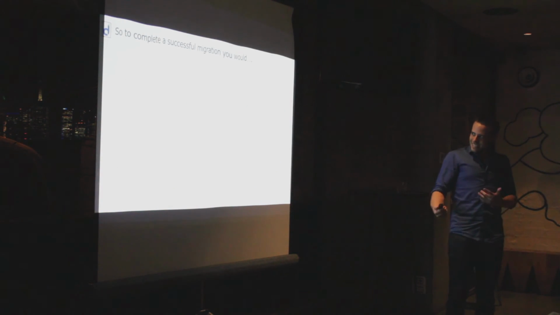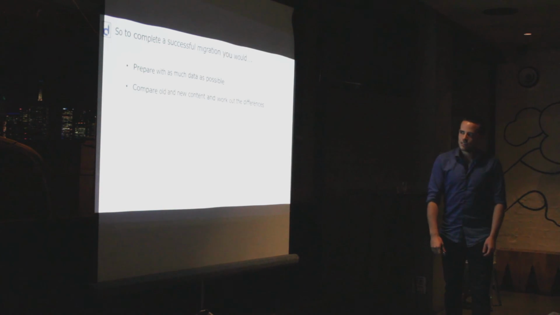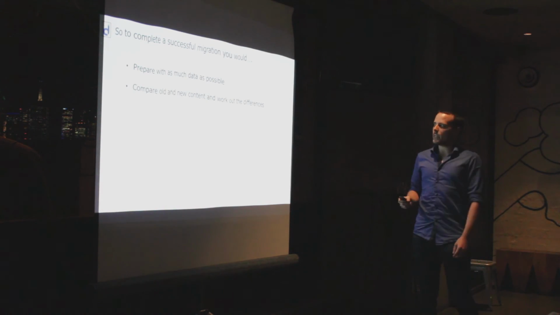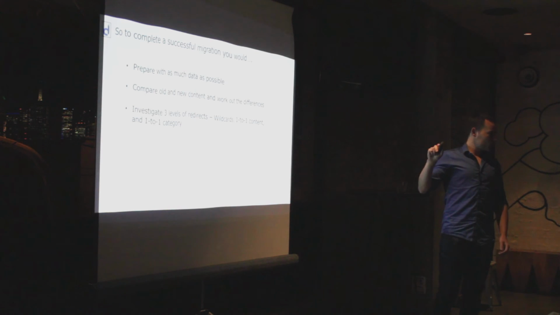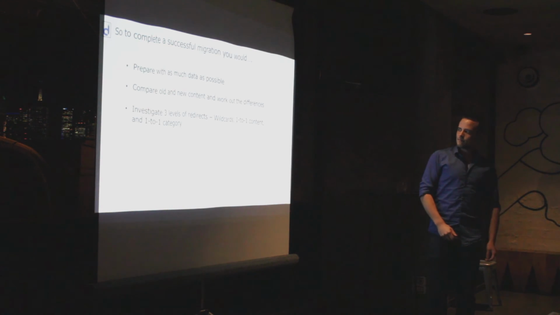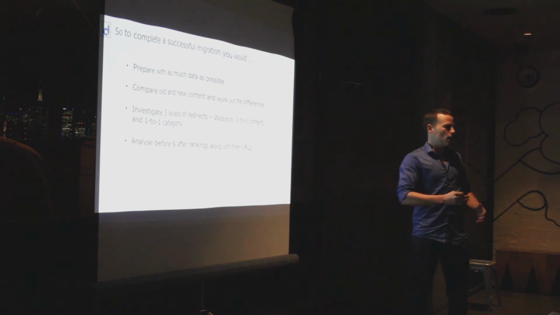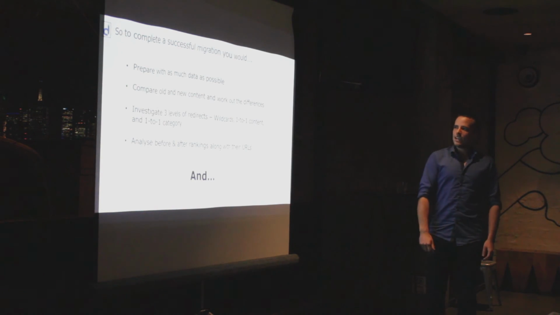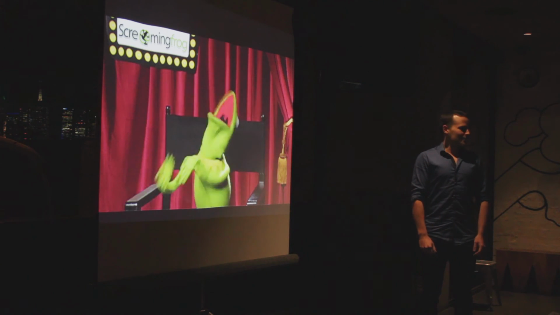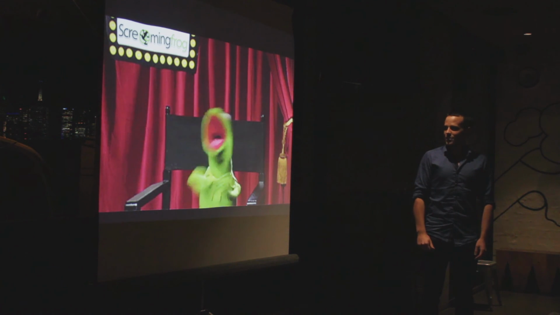And then so to complete a successful migration, you'd be preparing with as much data as possible. You'd be comparing the old and the new content and then working out the differences between them. Investigating those 3 levels of redirects I was talking to you about before. Analysing before and after rankings along with the URLs, making sure it's the right content showing up in the right places. And of course, getting the frog back. Use him as much as you can because he'll save a lot of time afterwards.